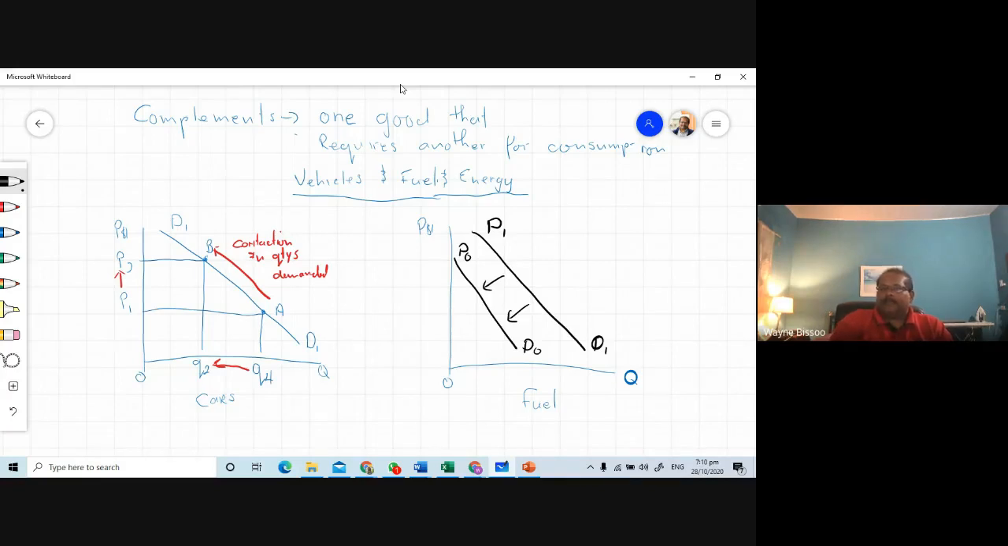So we have here the price of cars went up. Yes? And the quantities demanded of fuel went down. That makes sense? You all see that relationship? How would you describe this relationship here? Anybody?